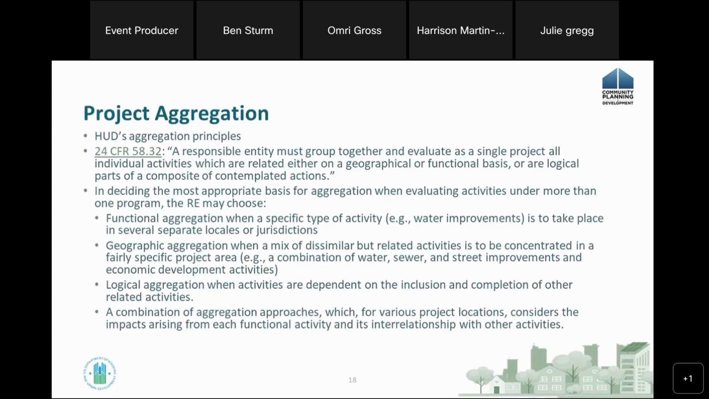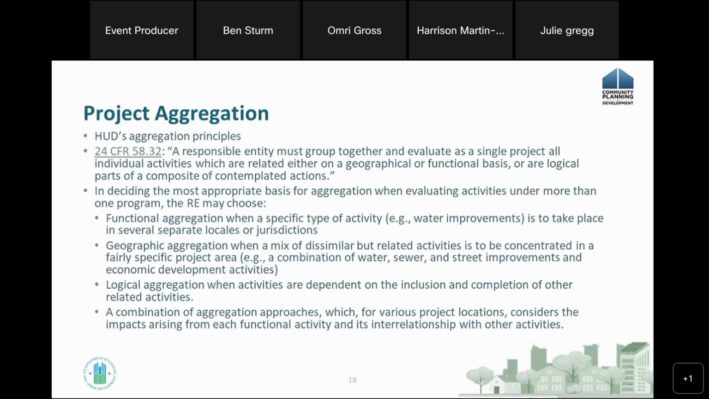The purpose of project aggregation is to group together related activities so that the responsible entity can adequately address and analyze in a single environmental review the separate and combined impacts of activities that are similar, connected, or depend on each other's completion. This allows the responsible entity to better consider reasonable alternative courses of action, schedule the activities to resolve conflicts or mitigate effects, and prescribe appropriate mitigation measures and safeguards.